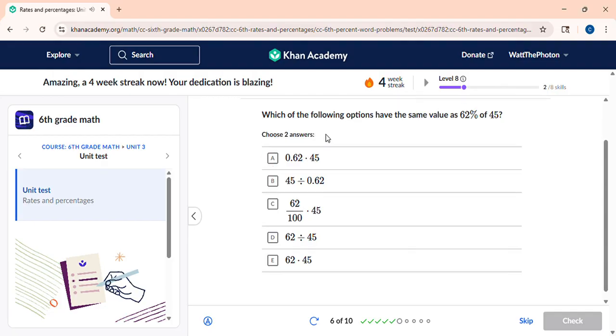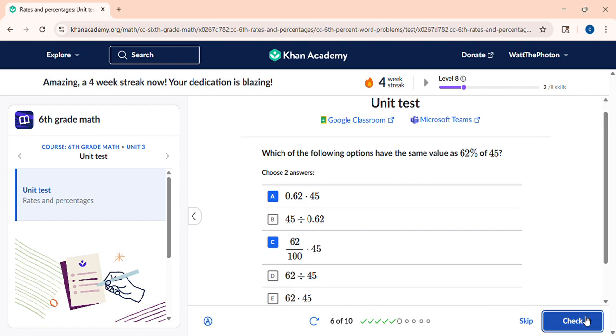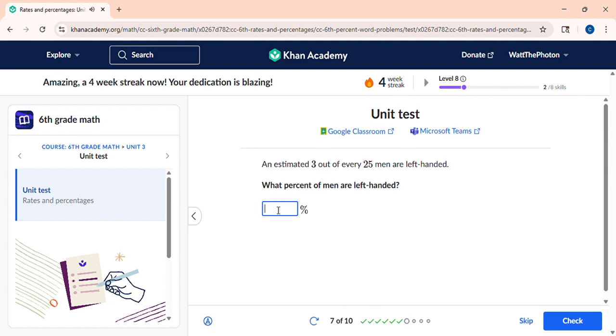Choose 2 answers. Which of the following has the same value? 62% of 45. 62% of 45. There we go. 3 out of every 25 men are left-handed. So it's a little higher than 10%. What percent of men are left-handed?